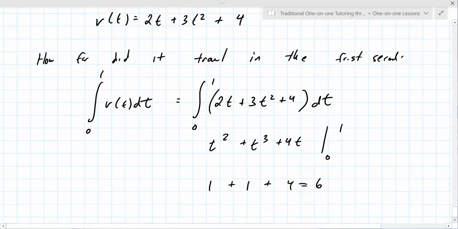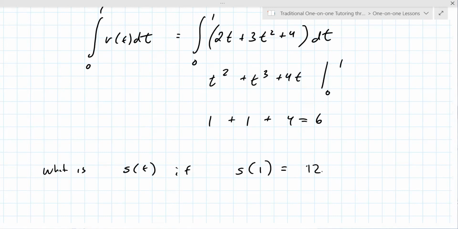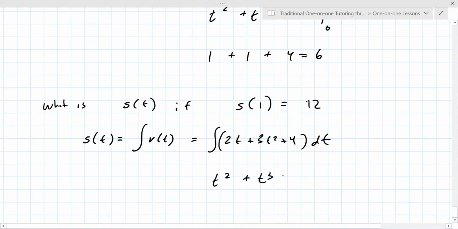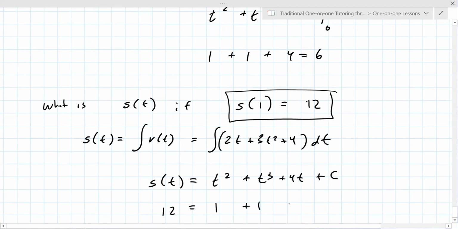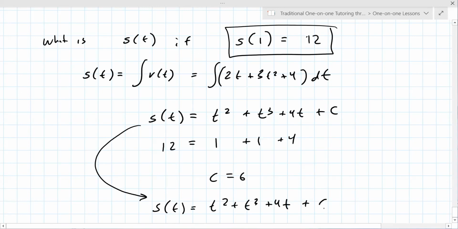Now, I could alternatively ask you for the position function. I could say, what is s of t if s of 1 equals 12? This is totally unrelated to what you just did; it's another spin-off on the same question. Position is the integral of v of t. We already did this: it's the integral of 2t plus 3t squared plus 4, but this time there are no bounds of integration. It's the same antiderivative plus c, but now we use the initial value to solve for c. So 12 equals 1 plus 1 plus 4 plus c, and that means c equals 6. So s of t equals t squared plus t cubed plus 4t plus 6.